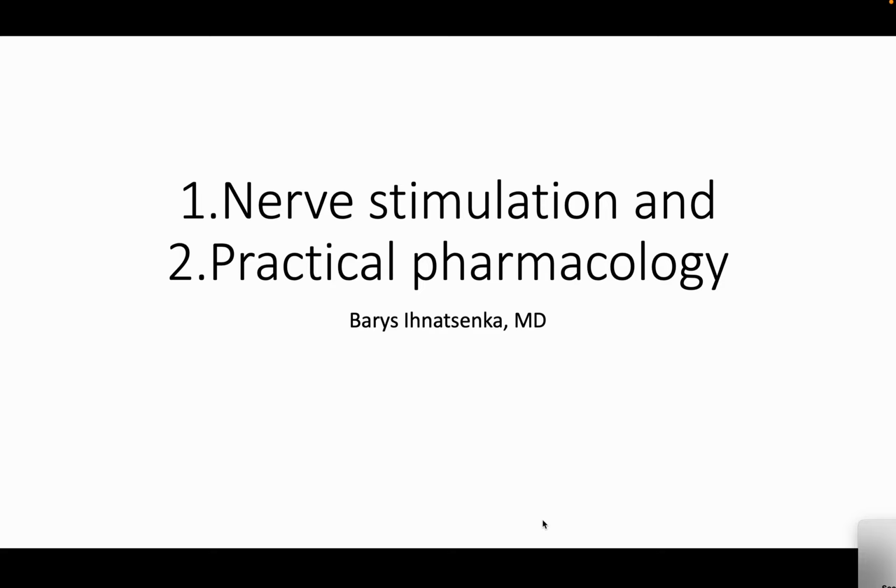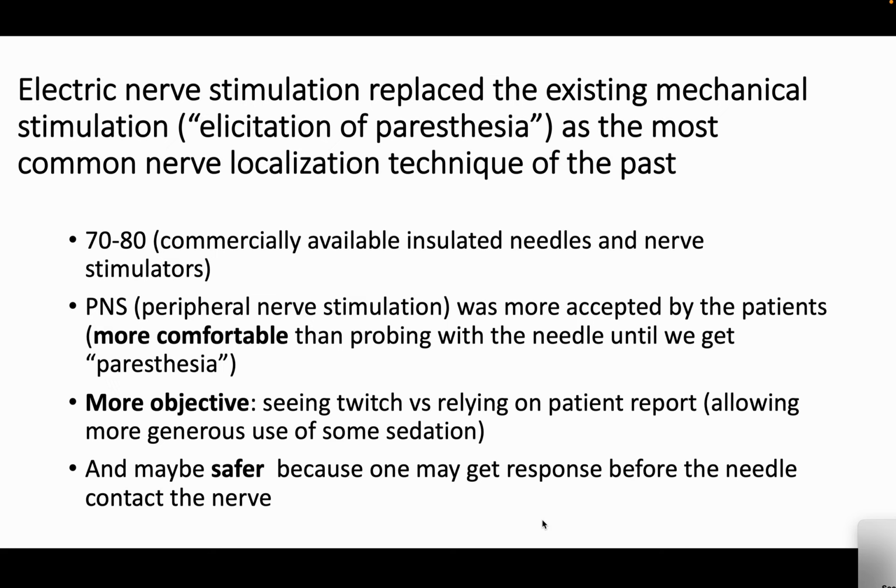For session 5, we're going to cover nerve stimulation and practical pharmacology. So, electric nerve stimulation replaces the existing mechanical stimulation, also known as elicitation of paresthesia, as the most common nerve localization technique of the past. It was widely started spreading around the 70s and 80s when we started getting commercially available insulated needles and nerve stimulators. Even so, the technique was described much earlier than that.